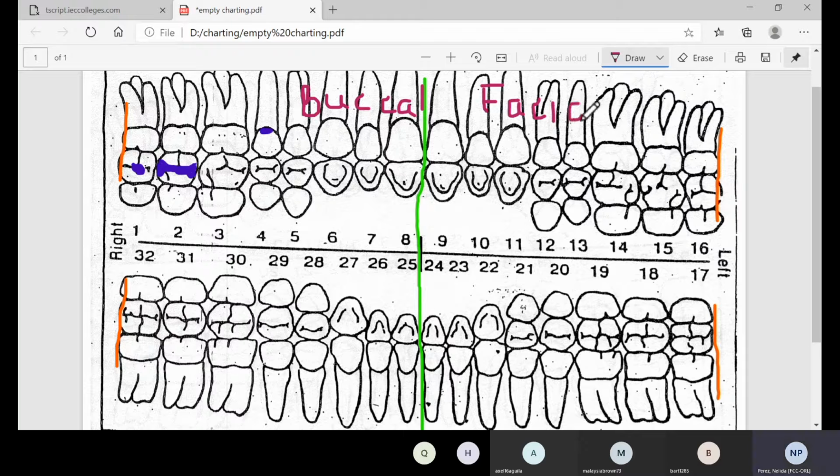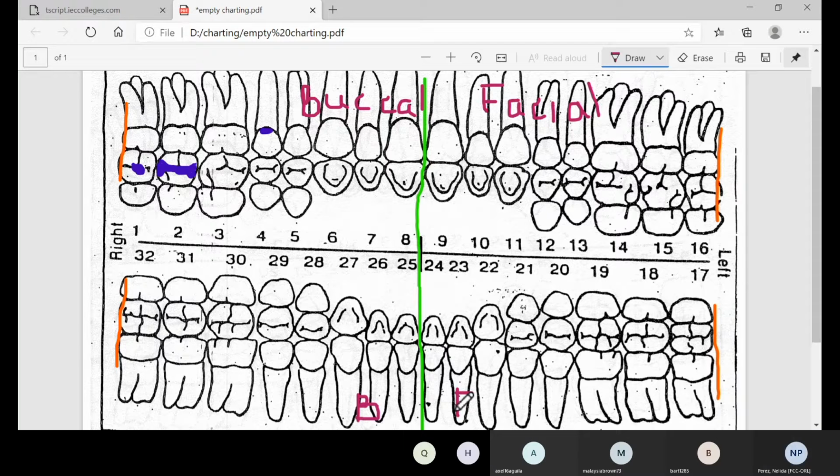Class, for facial, what's the abbreviation? F. Yep. Okay, so if you notice where the roots are, this is where you will find the buccals or the facials. So with that said, what's in the middle of your mouth?